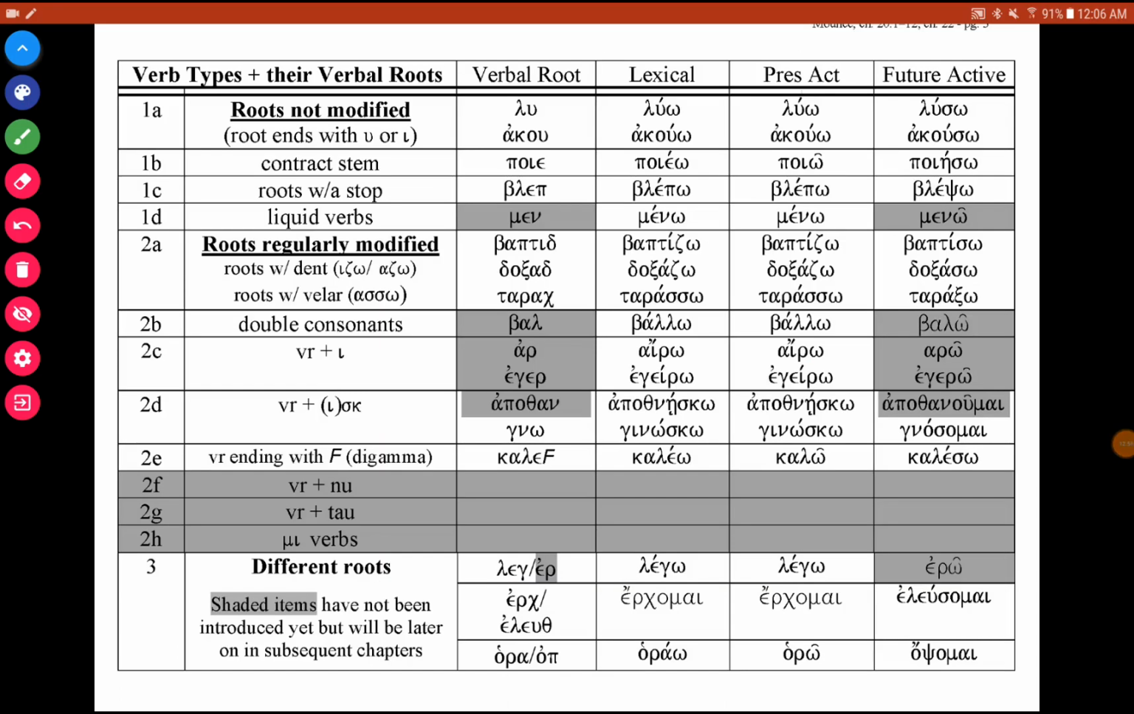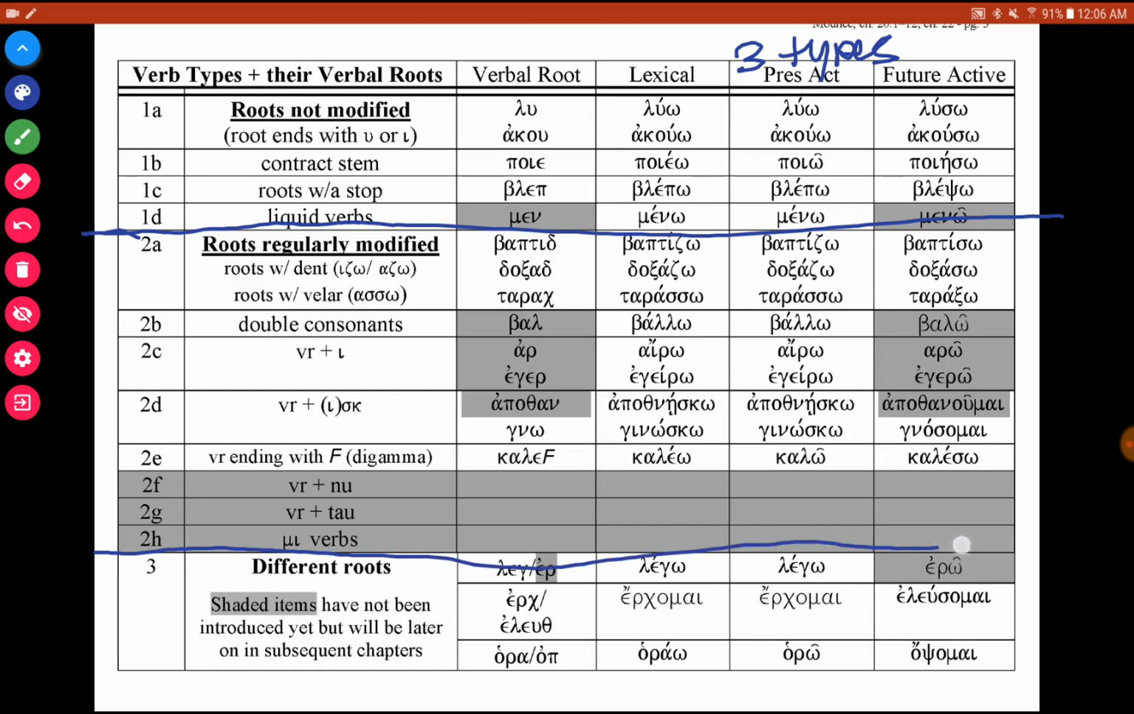This next chart is a bird's eye view of the entire verb system. Mounts actually has a system of 7 verb types, but I've reduced them here to 3 types just to make it simpler for you. And I'm going to draw a line here showing the 3 main types. The 3 types have subtypes, A, B, C, D, etc.